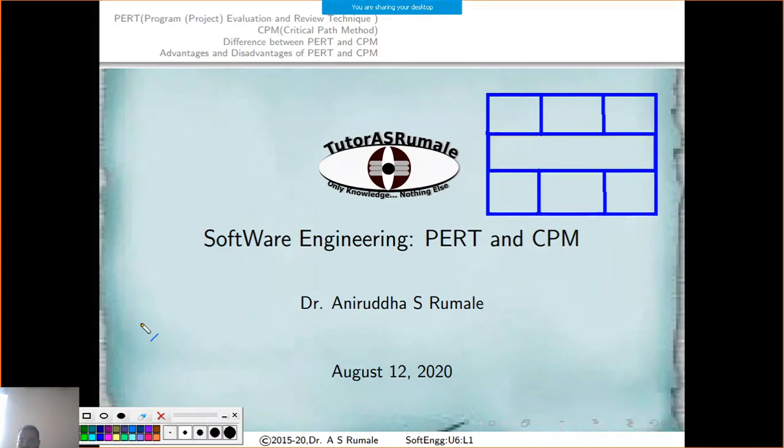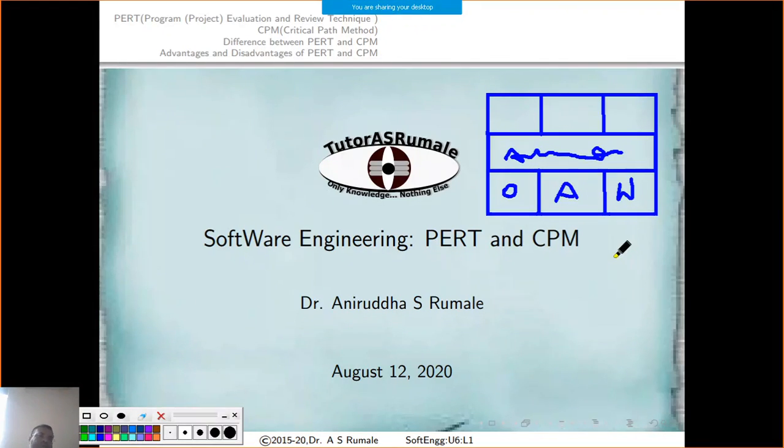Now this middle part of the rectangle has the activity name. So here you can have the activity name, any activity that you are doing in your project. And here you have the optimal time required to finish this activity. Then you have the average time required to finish this activity, and then you have the worst time required to finish this activity. So optimal time is always less than the average time, which is less than the worst time.